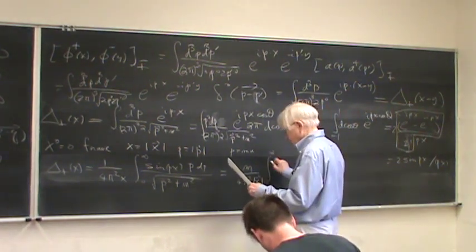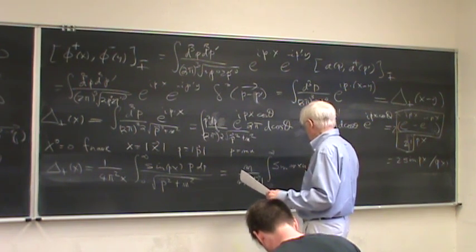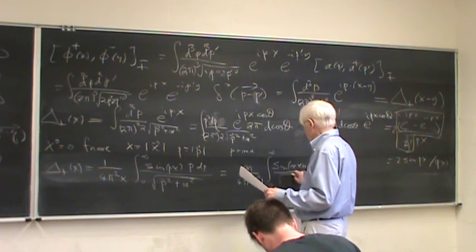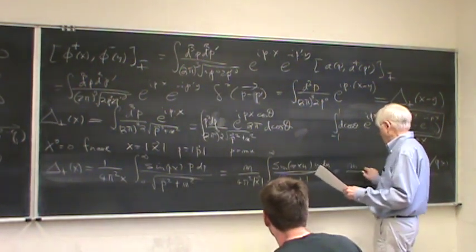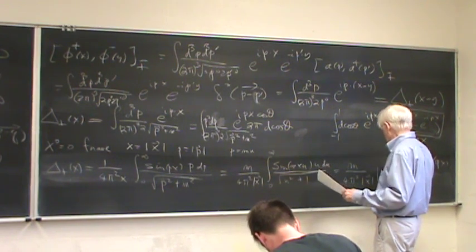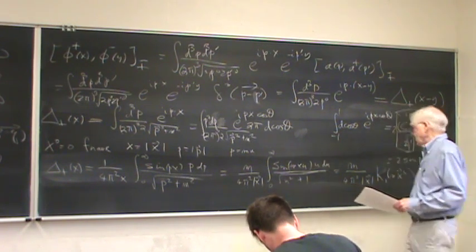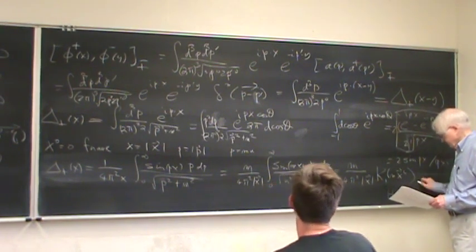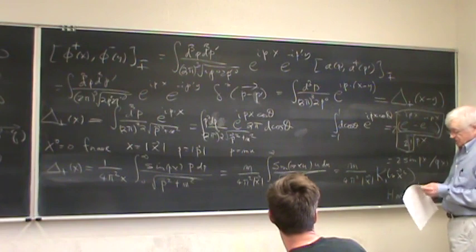Integral 0 to infinity, sine m x u, u du over the square root of u squared plus 1, and this turns out to be m over 4 pi squared x, K1 of m x. Okay, so this is a Hankel function. And the point is that it's not zero. So we've got to do something.